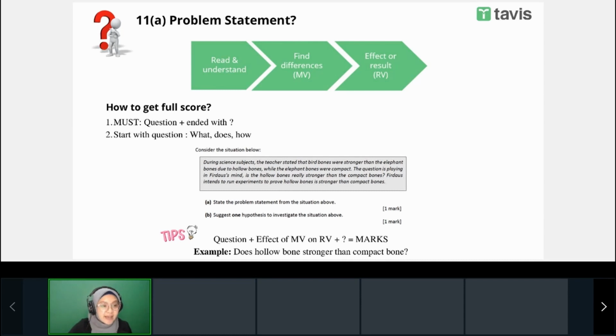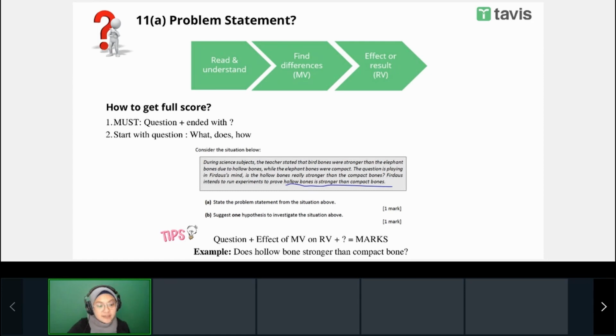During a science subject, the teacher stated that the bird bones were stronger than the elephant bones due to the hollow bones, while elephant bones were compact. The question is playing in Firdaus' mind: does the hollow bone really stronger than the compact bone? Firdaus intends to run an experiment to prove that hollow bone is stronger than compact bone. You can already see the hypothesis over here. Hollow bone is stronger than compact bone.